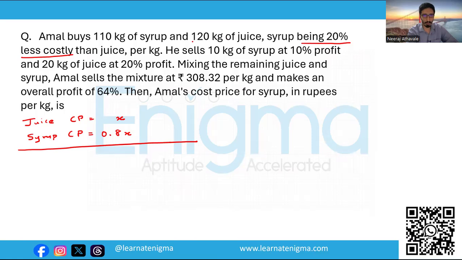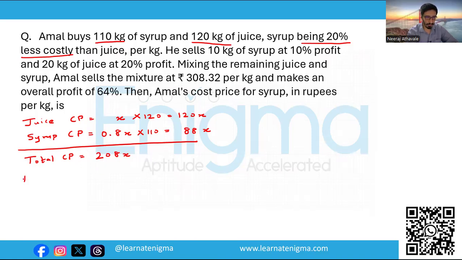Now, juice, they have got 120 kgs. So, x into 120, we have 120x. Syrup, we have got 110 kg. So, 0.8x into 110, we get 88x. So, we can say that the total cost price is 208x.